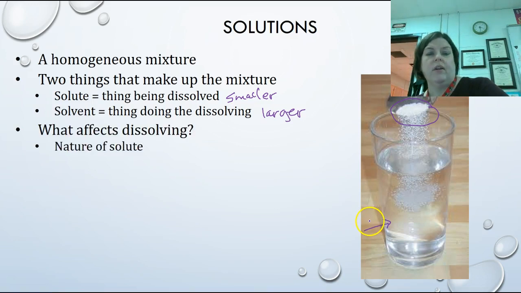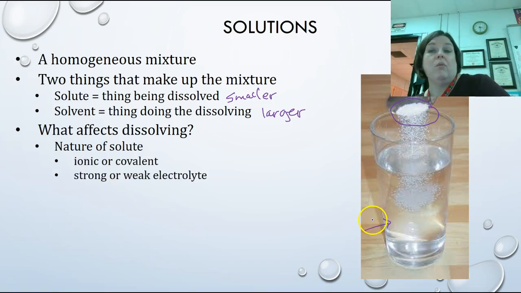What affects dissolving? Well, the nature of the solute affects dissolving. Is it ionic or covalent? Meaning, is it a strong or a weak electrolyte? Sometimes we need to know that. And ionic compounds can be strong or weak electrolytes. Is it soluble or insoluble? That means, does it dissolve or does it not dissolve? What's happening there in terms of energies and what's going on there?